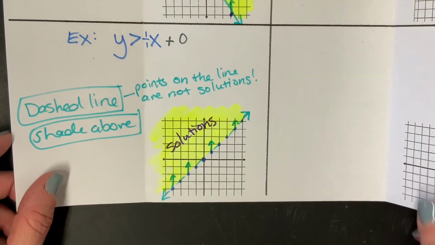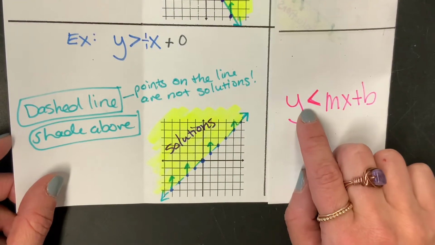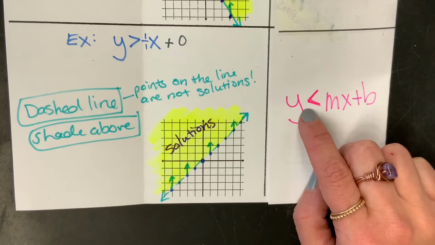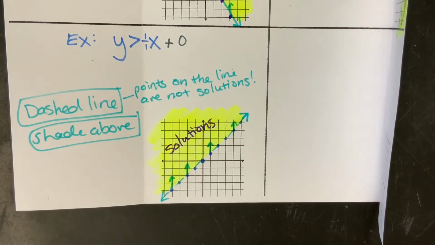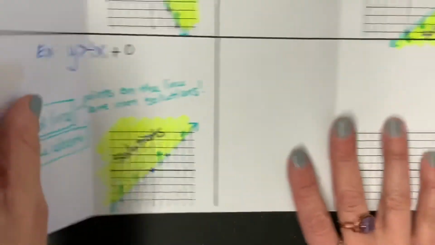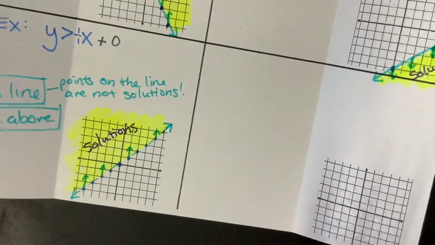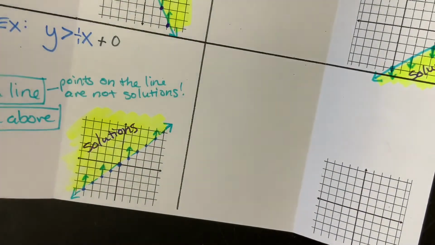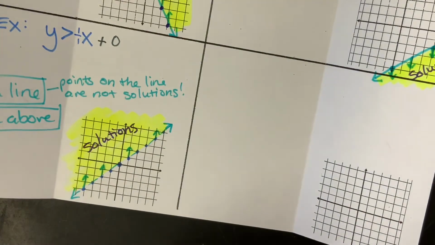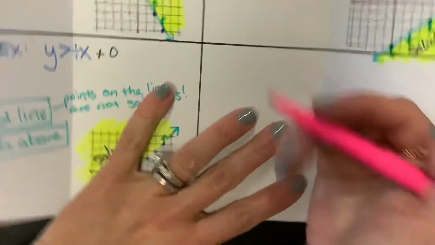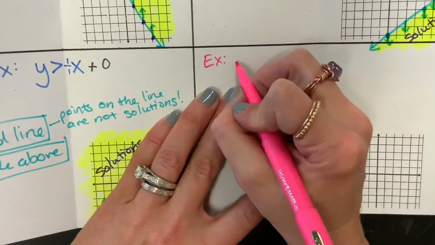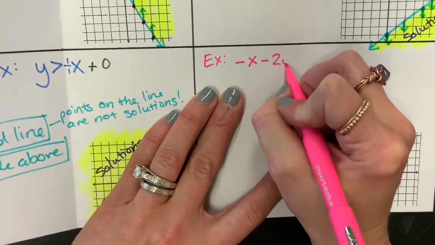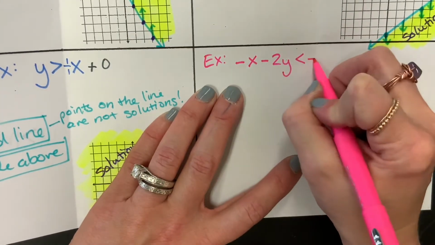Let's look at the last one, which is just less than. What are your thoughts? It's going to be a dashed line. And we're going to shade which way? Below, right. Okay. Now I am going to give you one where we're going to have to do a little work. Okay. So let's look at the example. Negative x minus 2y is less than negative 8.